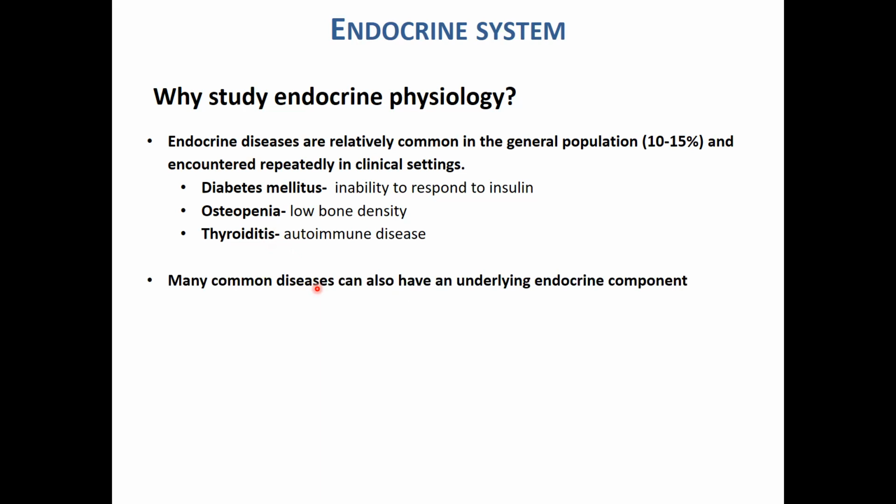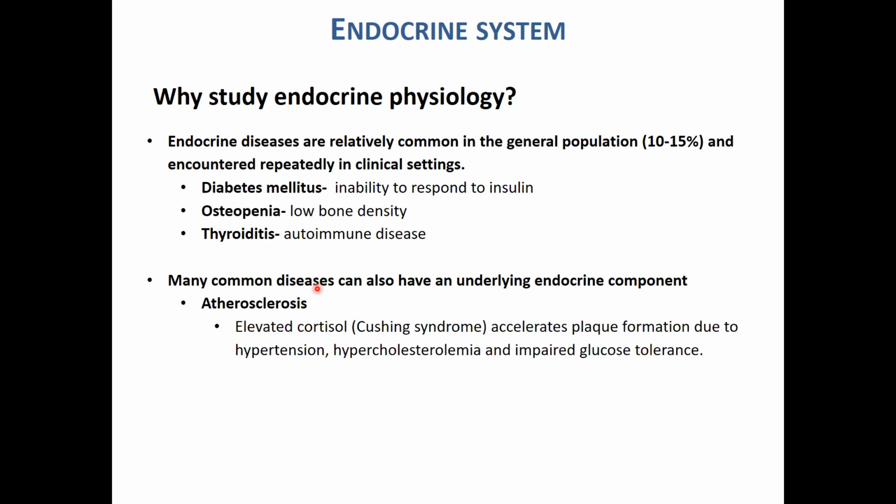There are also some very common diseases which have an endocrine component. For example, arteriosclerosis, which is the buildup of fat and cholesterol in your arteries. Next week, we're going to talk about how cortisol is regulated. It regulates both glucose and lipid metabolism. With dysregulation of cortisol, you can get high levels of cortisol in your blood and impaired glucose tolerance, which can feed back to help in the development of arteriosclerosis.